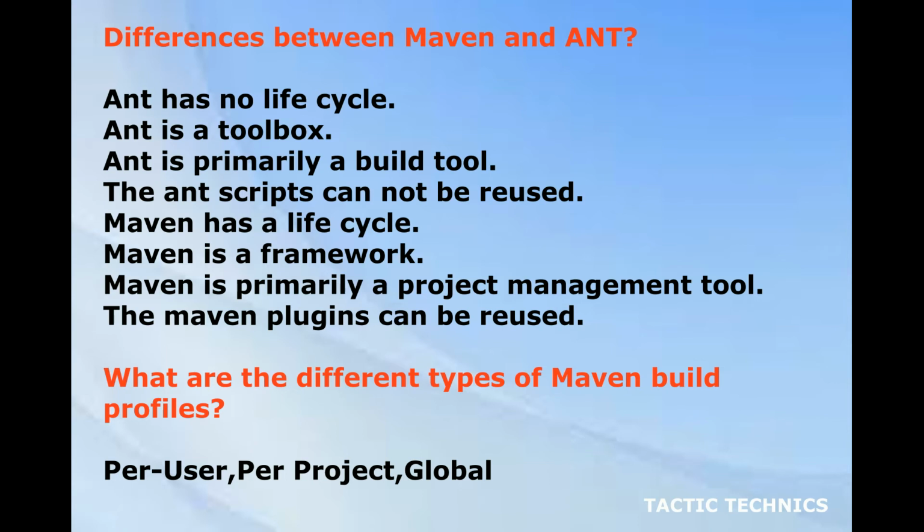What are the differences between Maven and ANT? ANT has no life cycle. ANT is a toolbox. ANT is primarily a build tool. The ANT scripts cannot be reused. Maven has a life cycle. Maven is a framework. Maven is primarily a project management tool. The Maven plugins can be reused. What are the different types of Maven build profiles? Per user, per project, global.